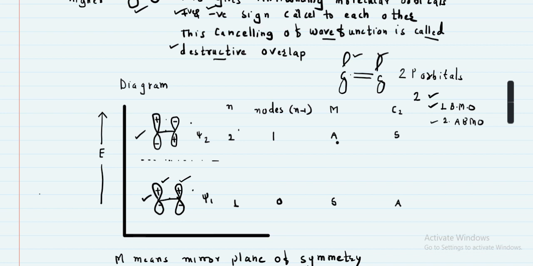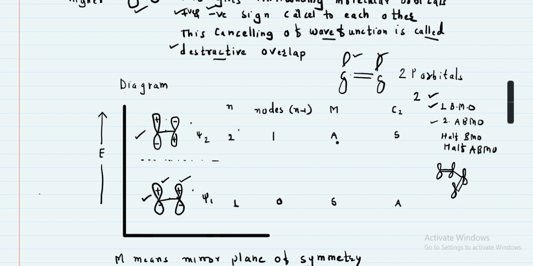Okay, half is the bonding molecular orbitals and half is the anti-bonding, that is ABMO, anti-bonding molecular orbitals. If suppose there is such a compound, therefore first p orbital, second p orbital, third p orbital, fourth p orbital.